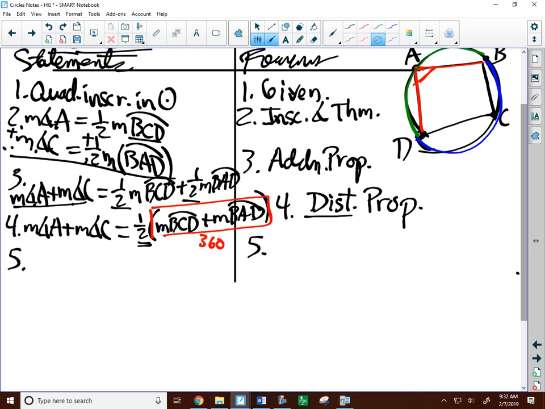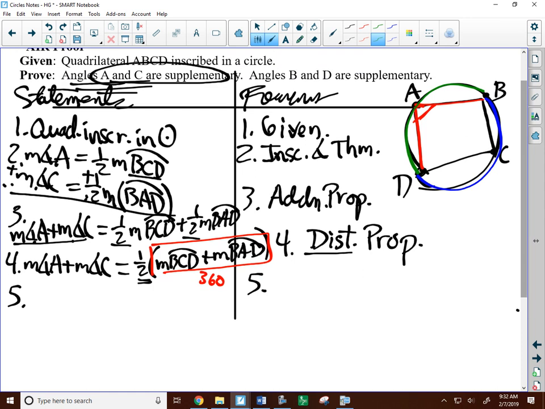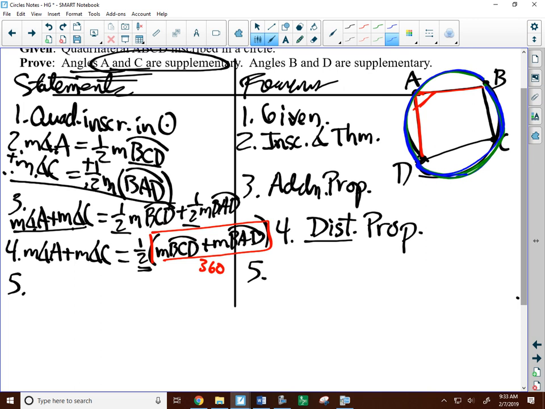Watch this. Arc BCD is, well, I'm going to put it in green. Arc BCD is that one, right? Actually, I'll start over. BCD is right there. Arc BAD is right there. It's a full circle. 180 plus 180 equals 360. Well, I don't know it's 180. You don't know it's 180. I don't. But we know together they sum to 360.